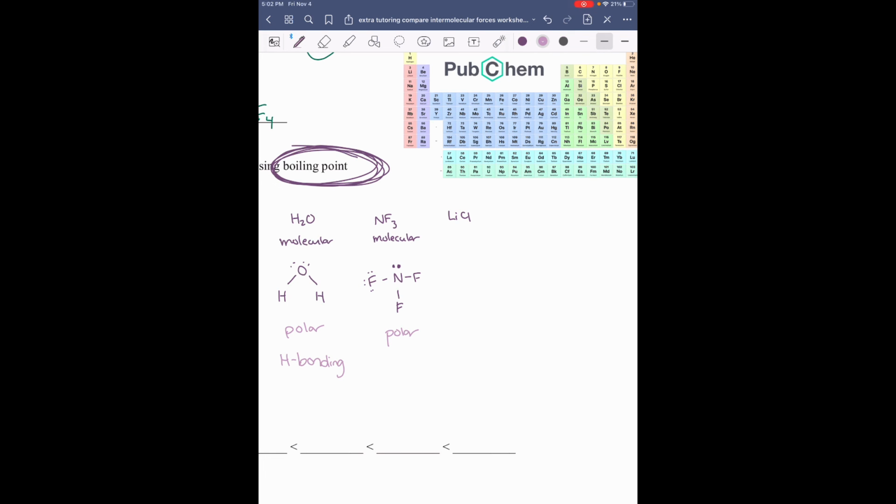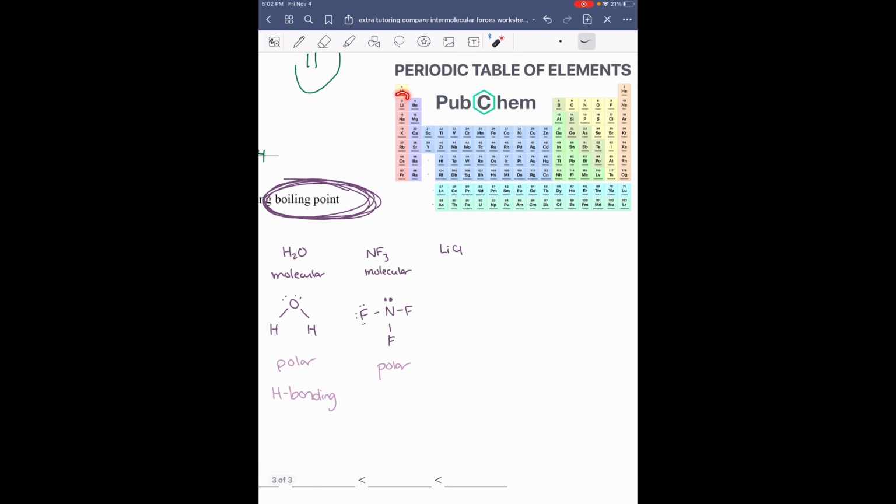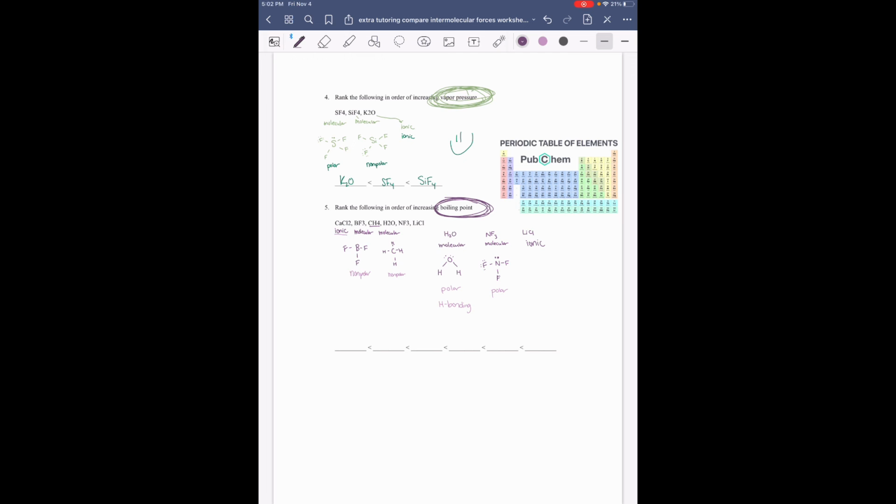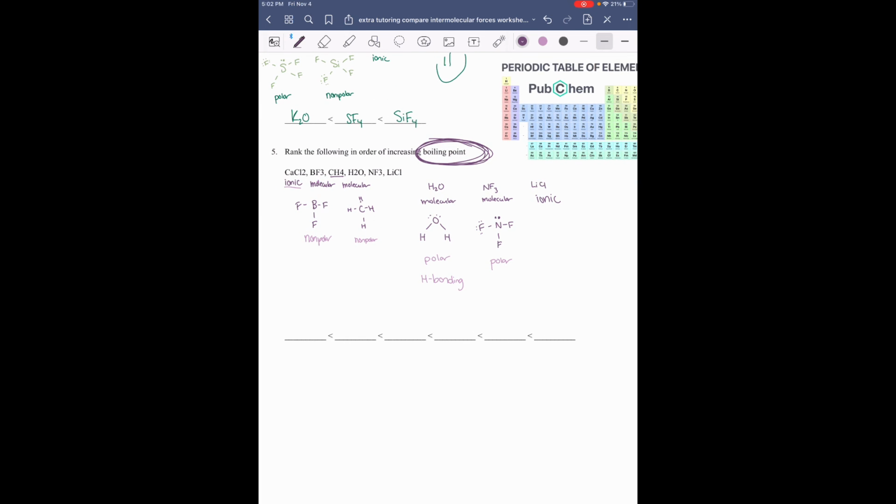Then we have LiCl. Where's that on our periodic table? LiCl, that's our group 1 with Cl, so that's going to be, say it with me, ionic. Dope. So it's an order of increasing boiling points. Our ionic are going to go here because they're stronger than the rest. Then our hydrogen bonding is next strongest. Then our polar. And then our things with London, that's our non-polar. So we already know where some of these things go.